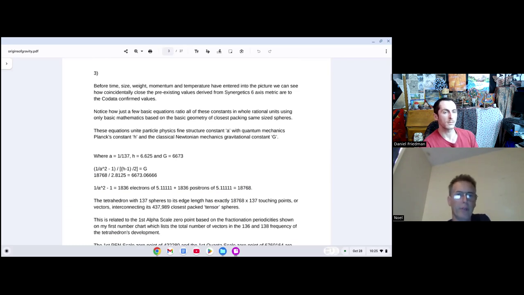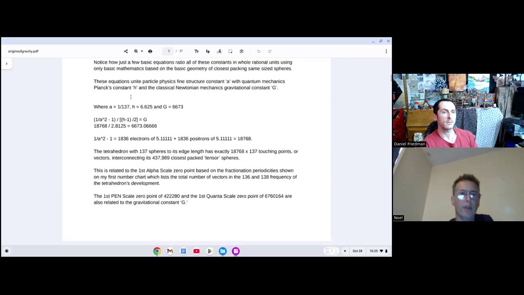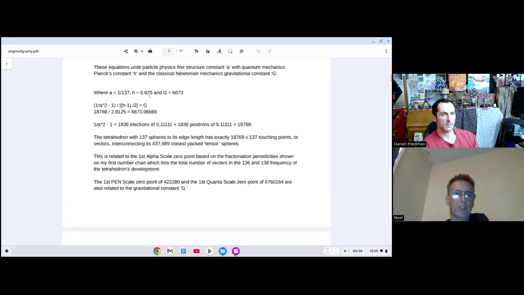Notice how just a few basic equations ratio all these constants in whole rational units using only basic math and basic geometry. So these equations unite particle physics fine structure constant A with quantum mechanics Planck's constant H and the classical Newtonian mechanics gravitational G. Where A equals 137 and H equals 6.625, we find the gravitational constant of 6673, and later I'll show you how it's exact at 6674.